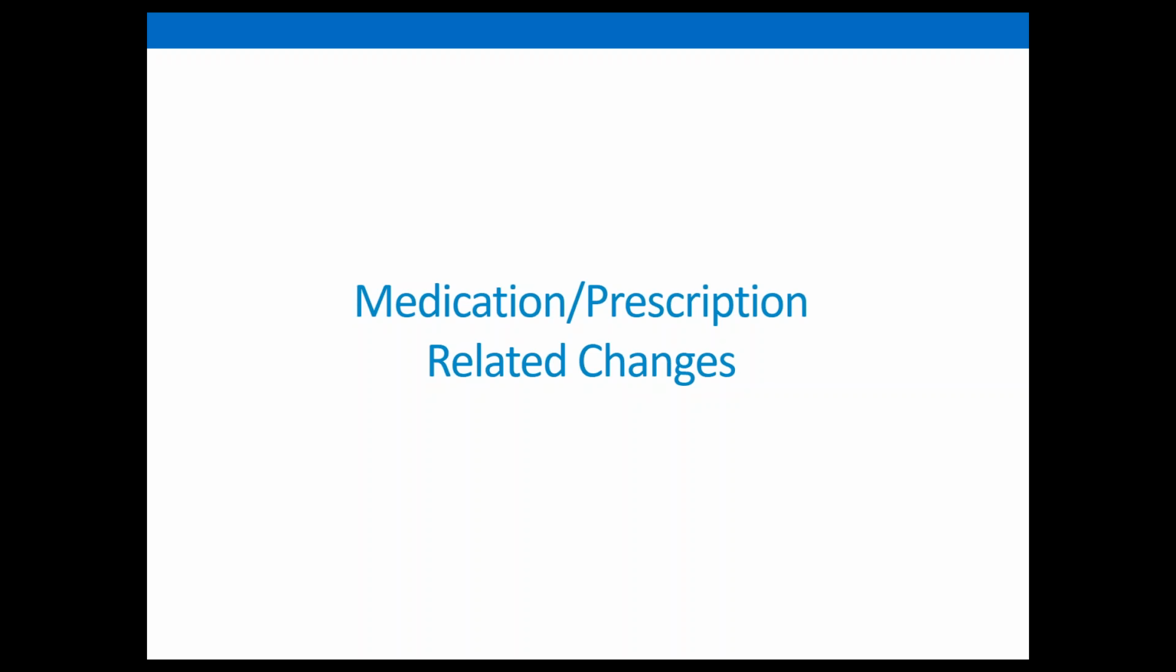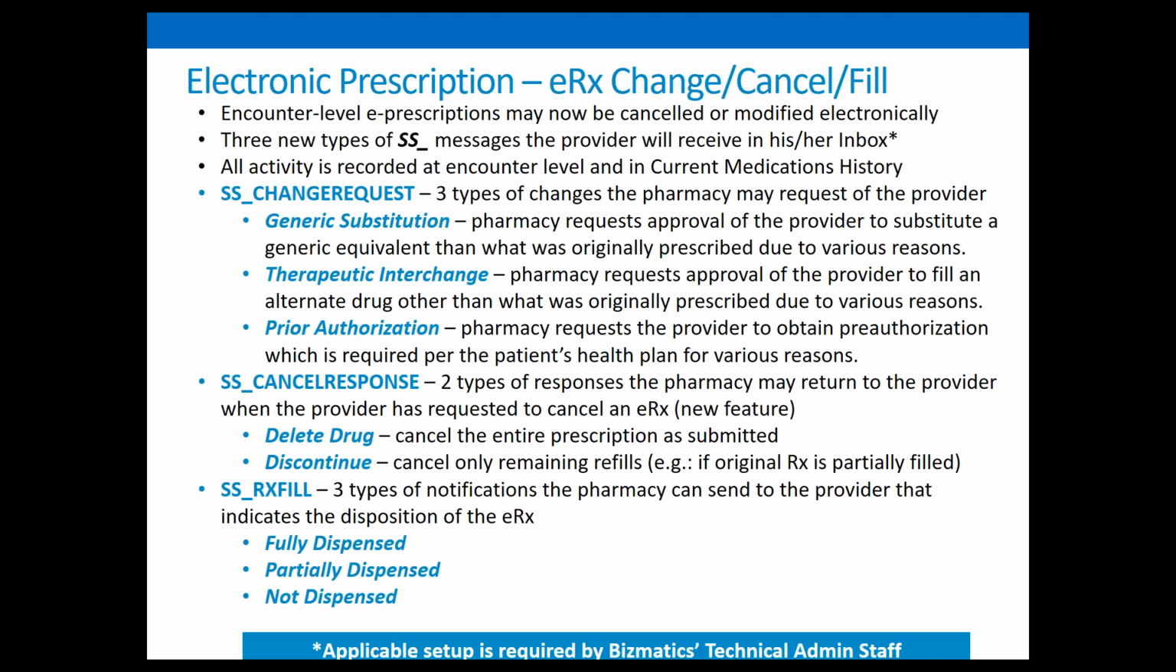Now, the next big piece of the upgrade is medication prescription level, specifically e-prescription changes. So that's what we're going to look at first. For e-prescriptions at the encounter level, you may now cancel it electronically or modify it electronically. This is comprised of 3 different new SureScript messages that the provider will receive in his or her inbox within PrognoCIS from the pharmacy. All of this activity is recorded at the encounter level as well as current medication history.